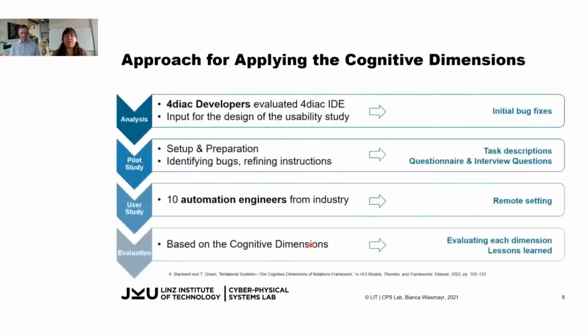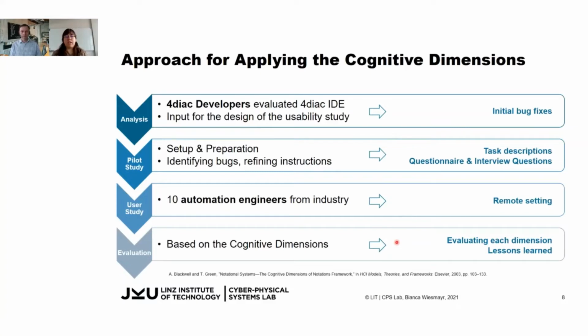And the whole approach was based on the cognitive dimensions, which allow developers who are maybe not experts in human-computer interaction to evaluate the tool. And that's also how we started everything. We took our own tool, and based on the cognitive dimensions, we evaluated the different aspects. Then we did a pilot study with a few participants to identify remaining bugs, but also to refine our instructions, how we present the tasks to the users. Finally, we had 10 automation experts from an industrial partner, and in a remote setting, they conducted the experiment.